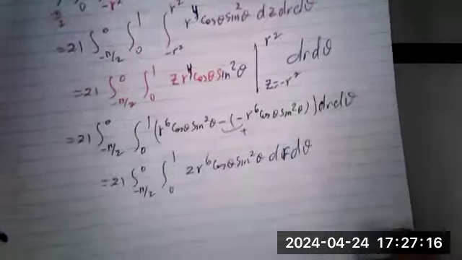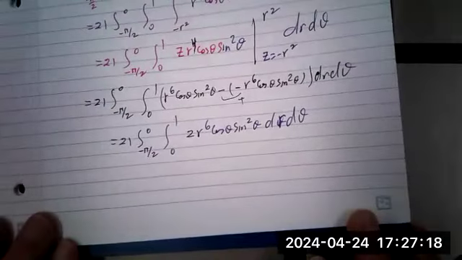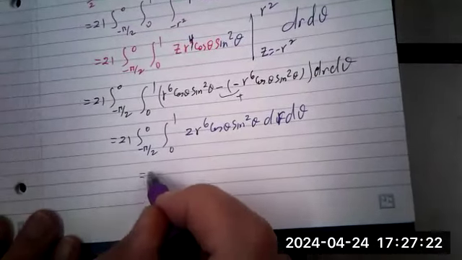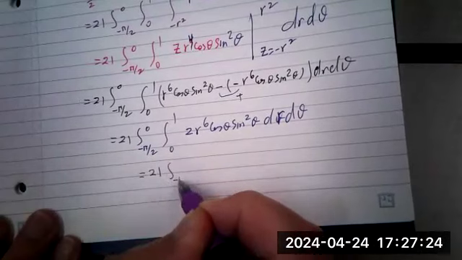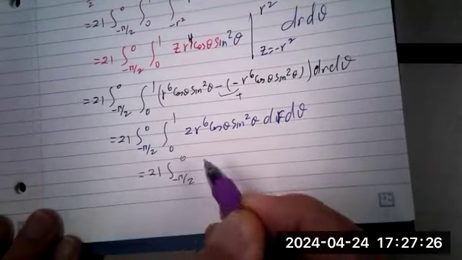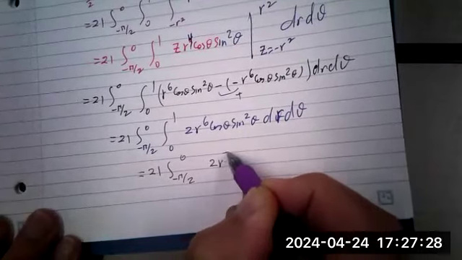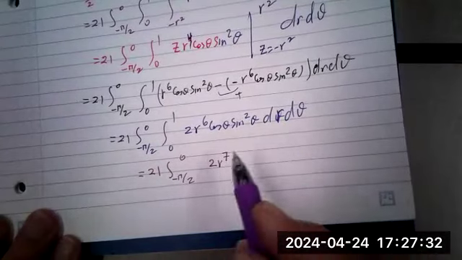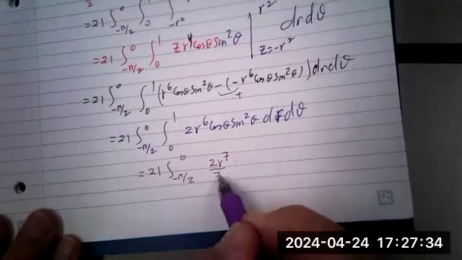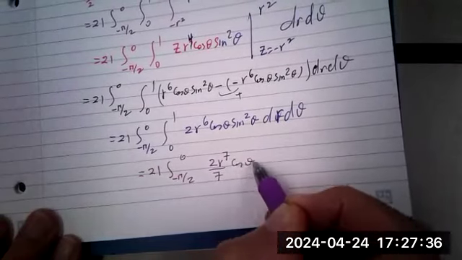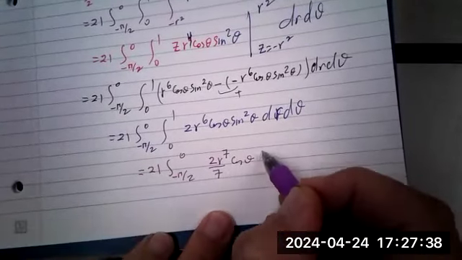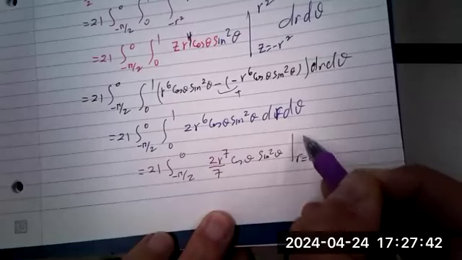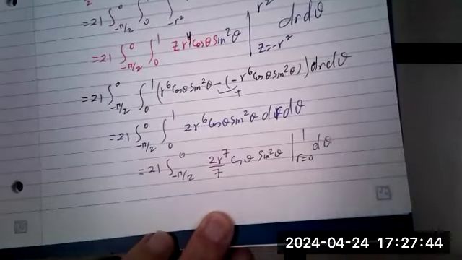Now you are going to integrate with respect to r, which is easy. 2r to the 6 would be 2r to the 7 over 7. So it's going to be 2 times the integral from negative pi half to 0 of 2r to the 7 over 7, cosine theta, sine squared theta, at r going from 0 to 1, then d theta.